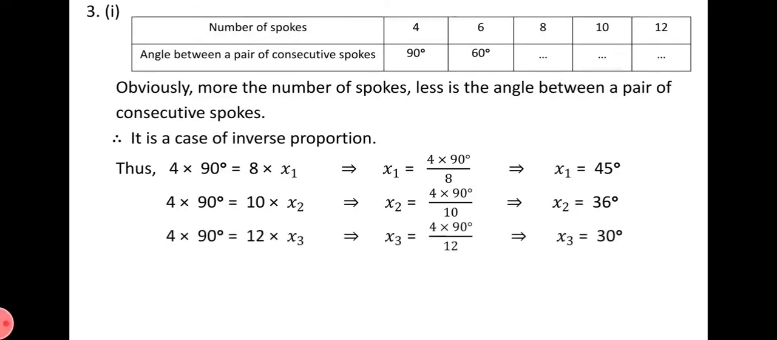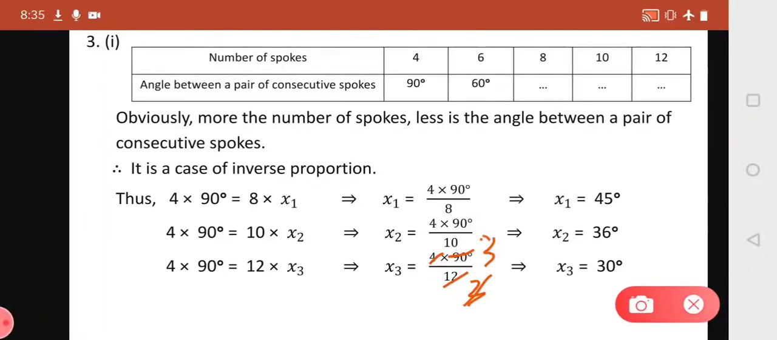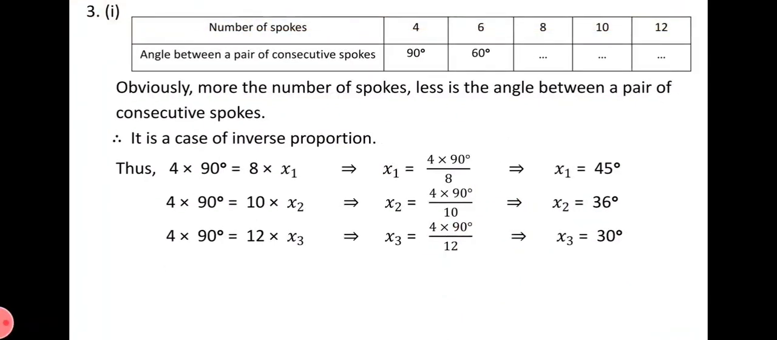And last, 4 into 90 degrees equals 12 into x3, which implies x3 equals 4 into 90 degrees upon 12. Again we can cut: 4 ones are 4 and 4 threes are 12. Again 3 ones are 3 and 3 30s are 90. So we will get x3 equals 30 degrees. So if the number of spokes is 12, then the angle between a pair of consecutive spokes is 30 degrees. This means we have seen that this is an inverse proportion case.